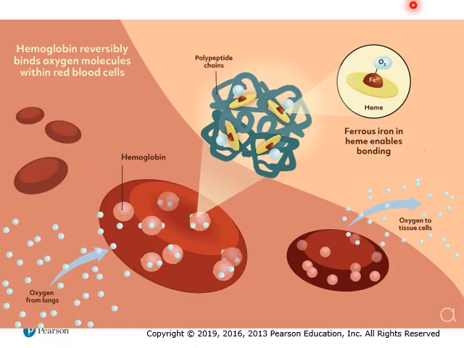Oxyhemoglobin is the result of the hemoglobin-oxygen combination. That's the name of the molecule, oxyhemoglobin. Reduced hemoglobin, or deoxyhemoglobin, on the other hand, is when the hemoglobin has released the oxygen, and therefore it results in a blood that is not so bright red, still red, but it's dark red.